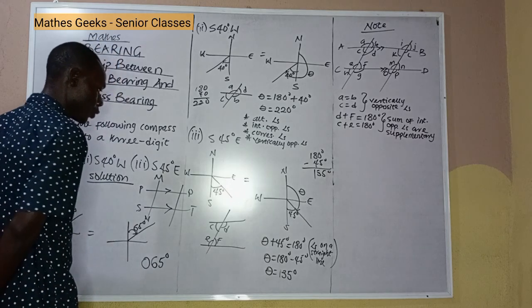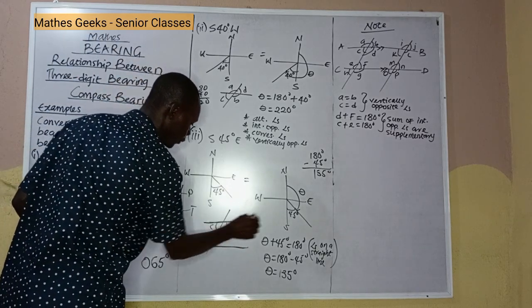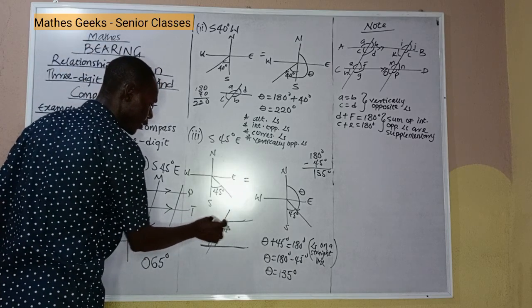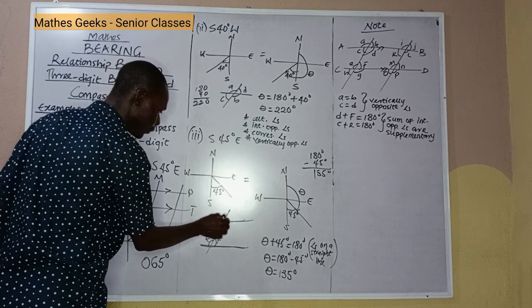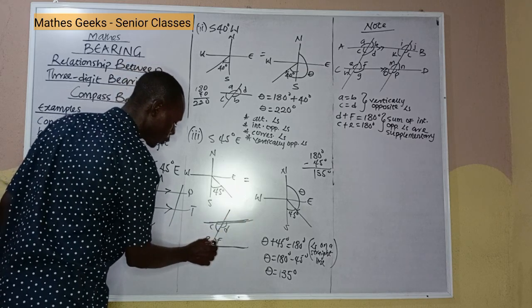So why do we call them interior? Interior because they are inside the transversal and the parallel lines. So not that one is inside and the other is outside. This one is inside between this line and this transversal, this parallel line rather, and this F is also inside.